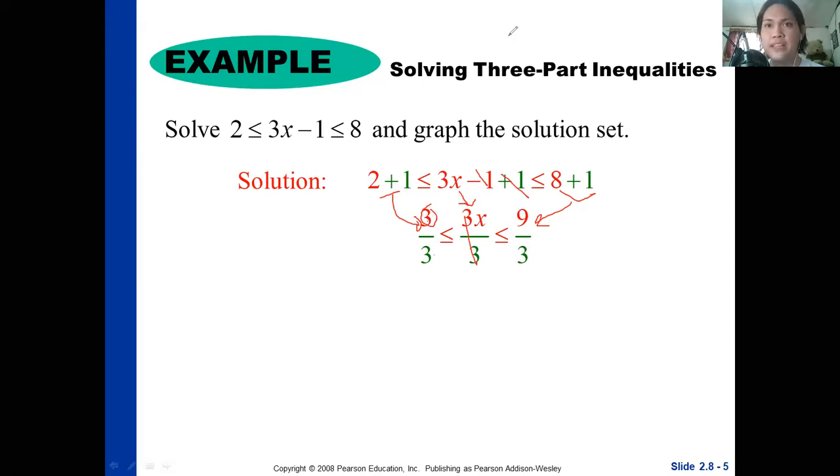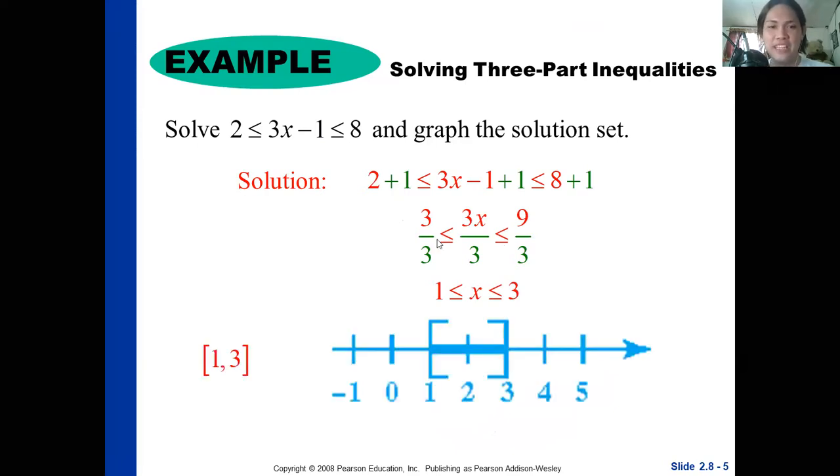So our final solution now in our compound inequality, we call it a compound inequality if our inequality has 3 parts. So take down note of that. Okay, so our answer is 1 less than or equal to x less than or equal to 3. Easy, right? If you're going to graph it, as you can see, our answer is between 1 and 3. The solution set of this given inequality lies between the points 1 and 3, where 1 and 3 are included.